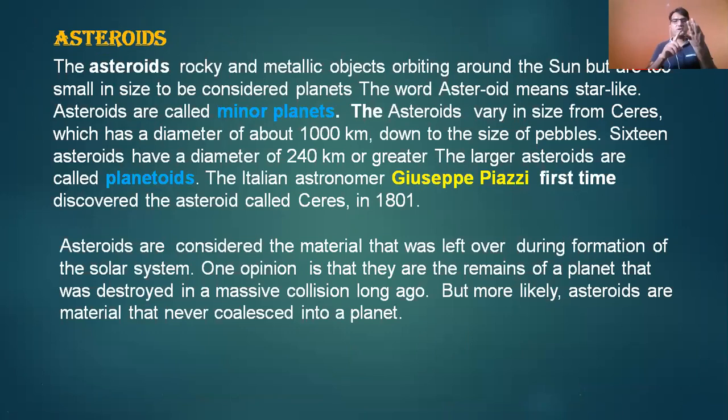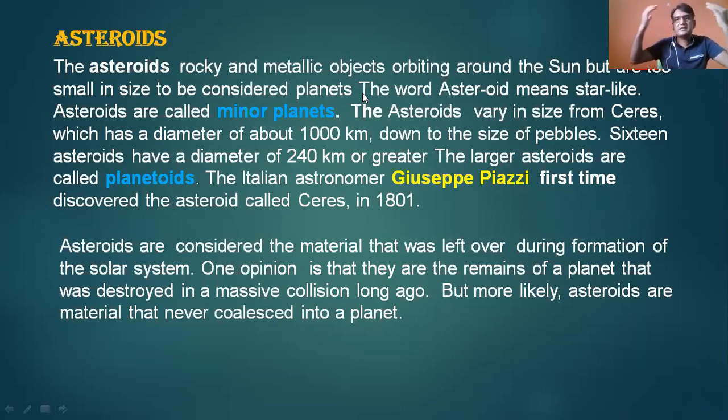In the solar system, we have the sun and the planets. We discussed the planets. We also have asteroids and meteoroids. So what do we mean by asteroids? Asteroids are rocky and metallic objects orbiting around the sun, but they are too small in size to be considered planets.